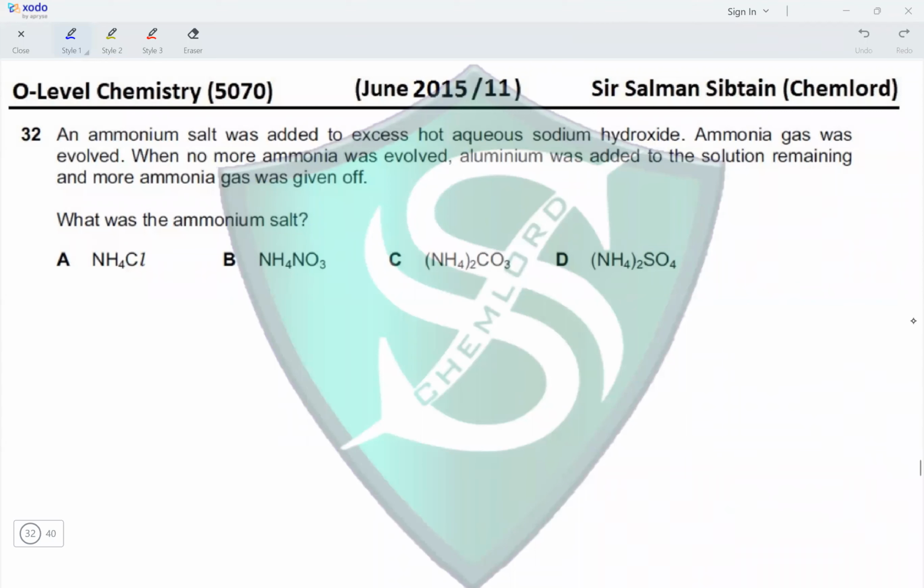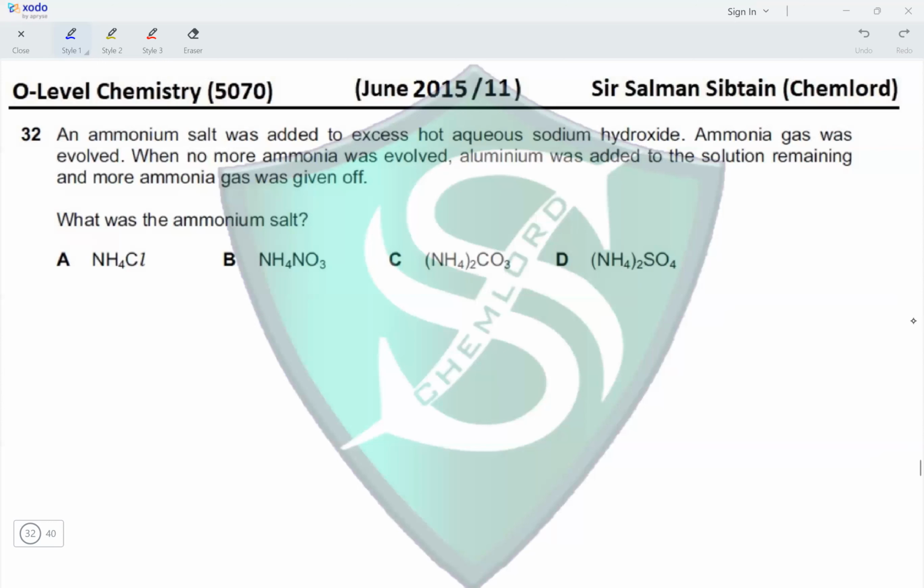Question 32. An ammonium salt was added to excess hot aqueous sodium hydroxide. Ammonia gas was evolved. When no more ammonia was evolved, aluminium was added to the solution remaining and more ammonia gas was given off. What was the ammonium salt? Initially, when the ammonia gas was given off, that was ammonium ions reacting with sodium hydroxide producing ammonia. Once that ended, when we added aluminium, that is the test for nitrate. So on addition of aluminium, when ammonia gas is evolved, it means nitrate is present.